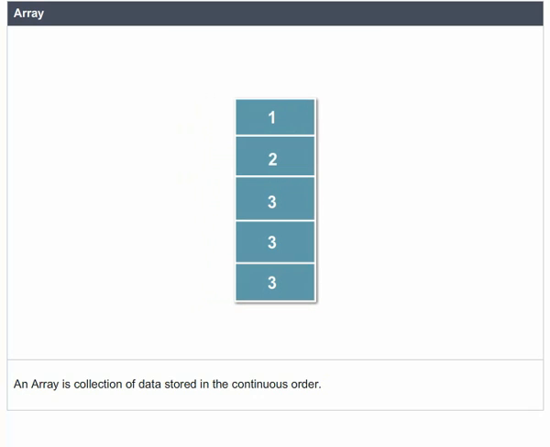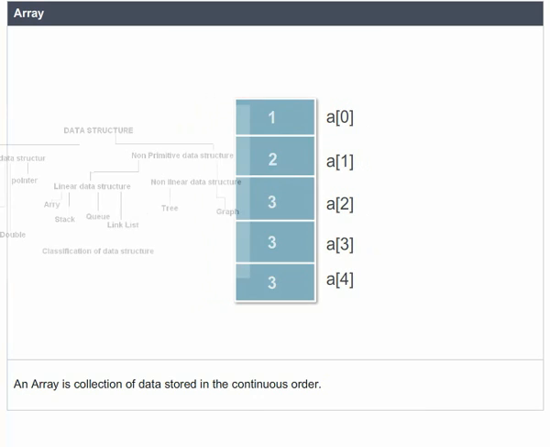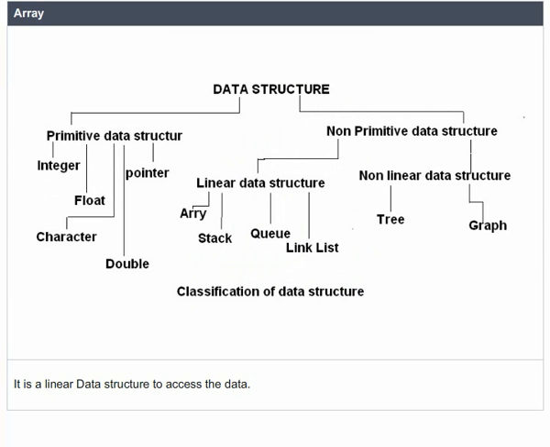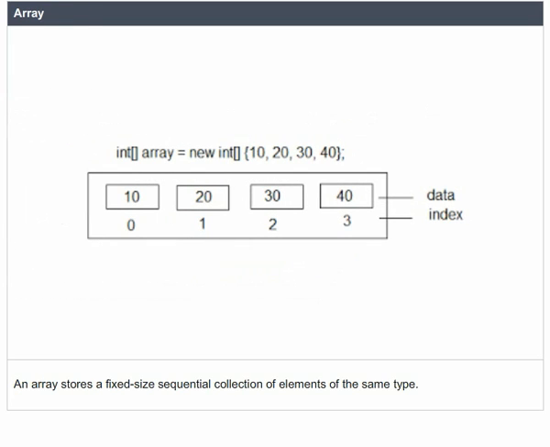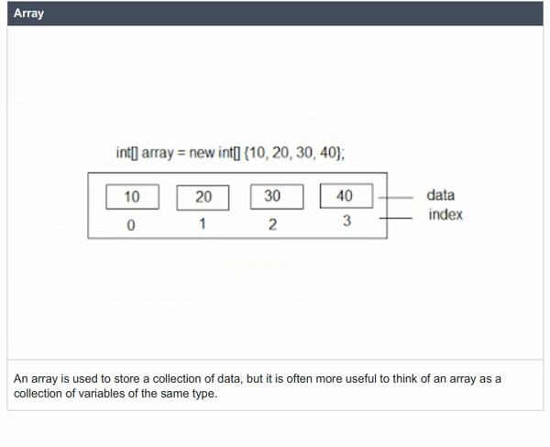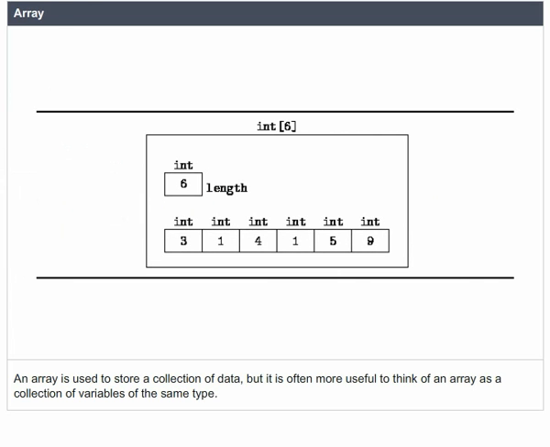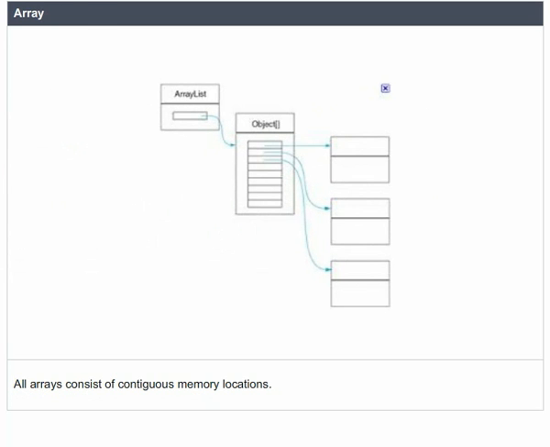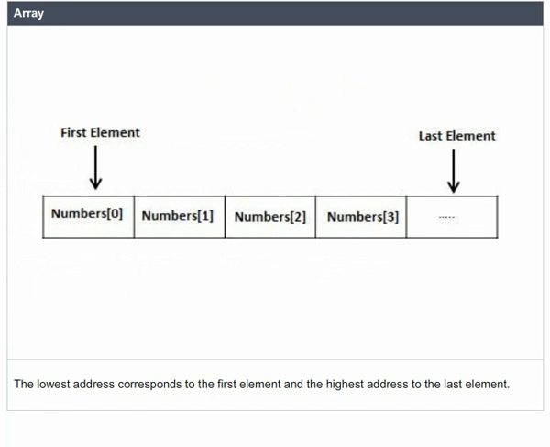Array. An array is a collection of data stored in continuous order. It is a linear data structure to access the data. An array stores a fixed-size sequential collection of elements of the same type. An array is used to store a collection of data, but it's often more useful to think of an array as a collection of variables of the same type. All arrays consist of contiguous memory locations. The lowest address corresponds to the first element and the highest address to the last element.